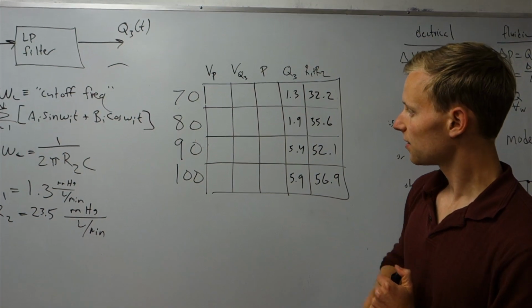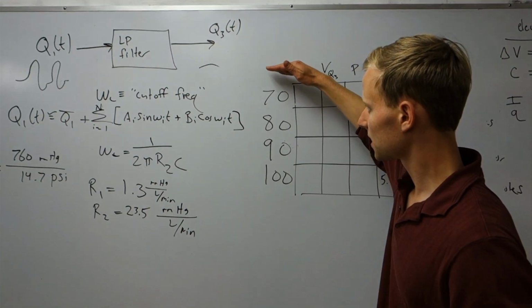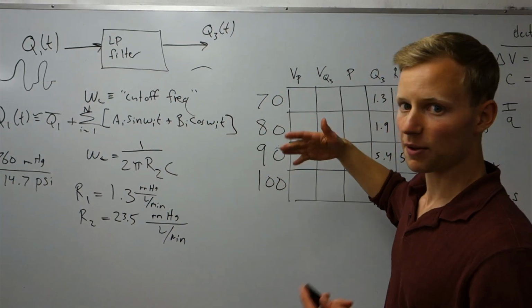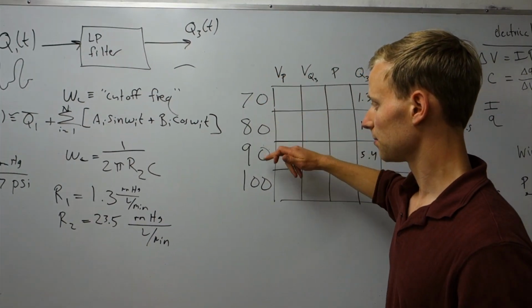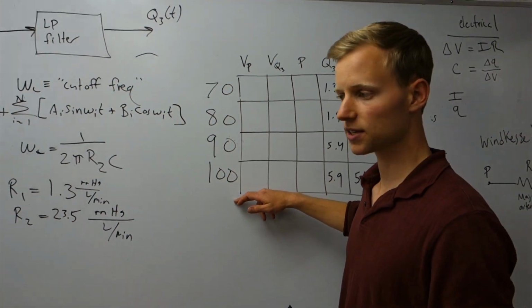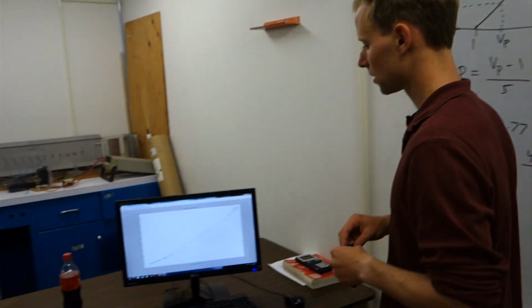We took data for more than just these voltages. We have data from 60 to 115 volts. And what we've done is we've plotted the pressure versus flow rate at these different steady flow pump voltages, and we see an interesting result. So let's go to the computer and look for a second.